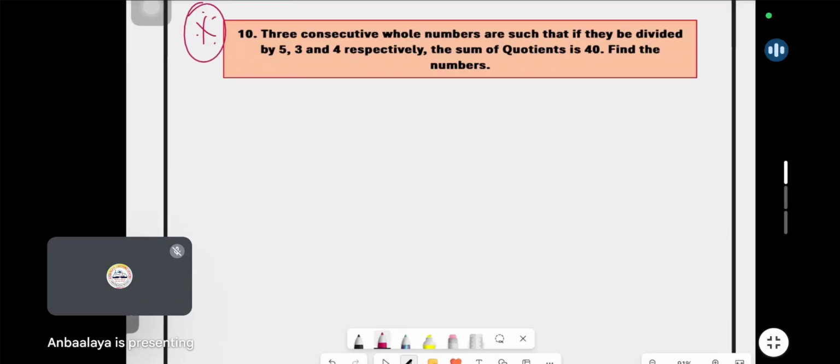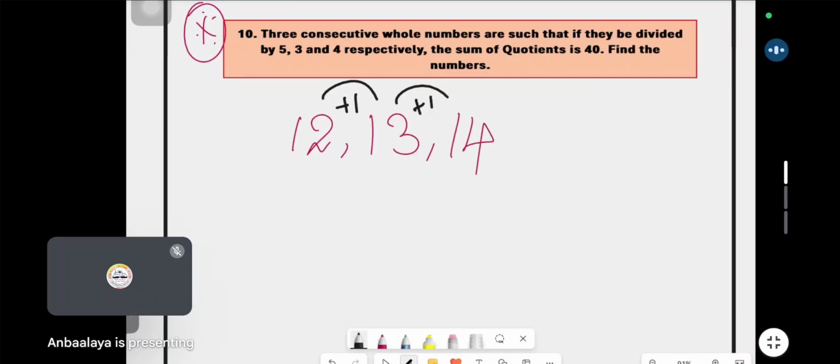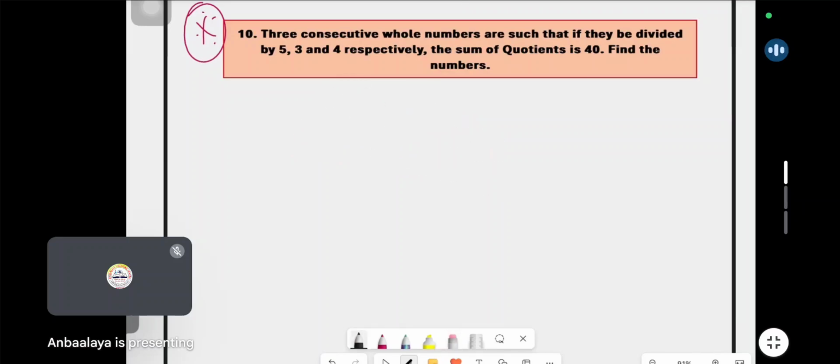So let's take any random number. Let me take the number as 12. What is the consecutive number of 12? 13. Next, 14. We are just adding plus 1 each time. In the same way, I am taking the first number as x. What is the second number? x plus 1. And the next number is x plus 2.